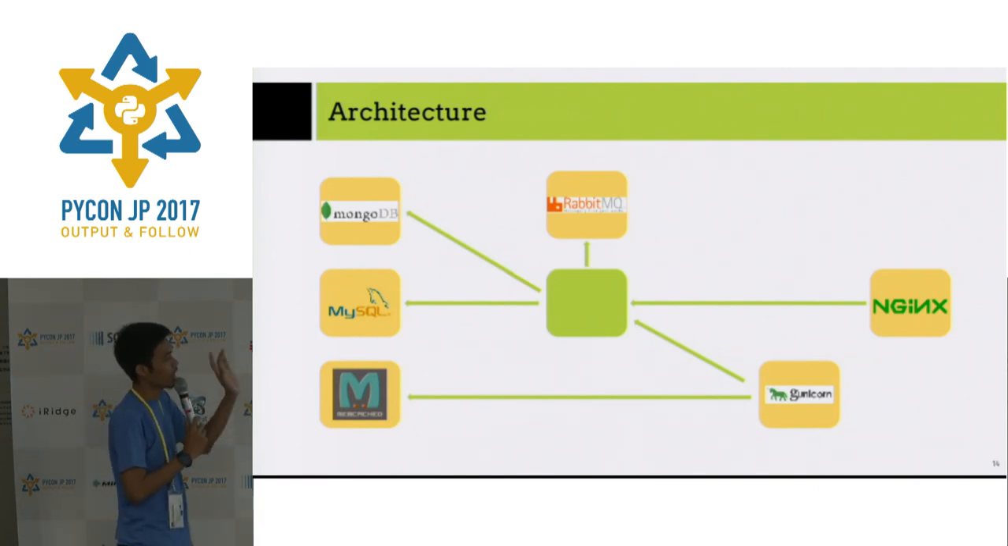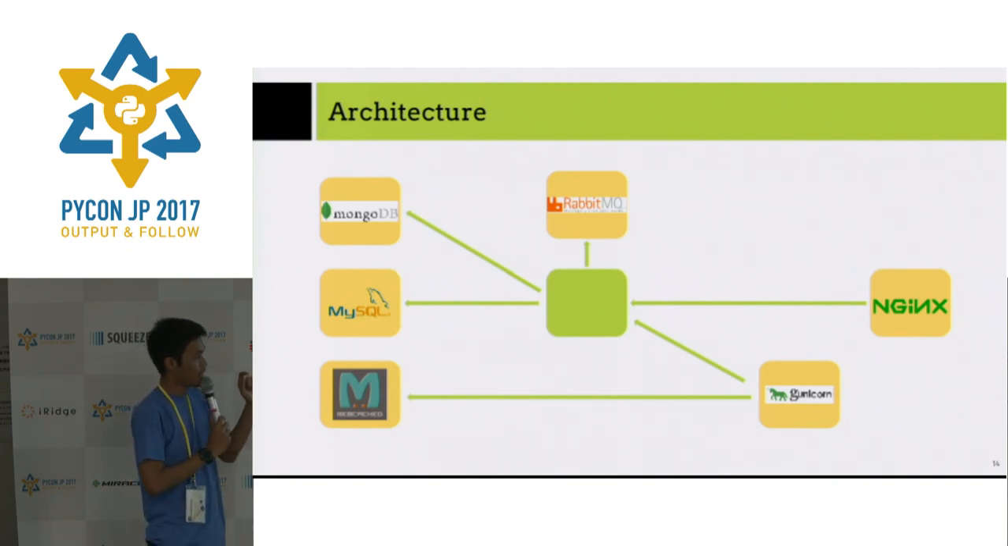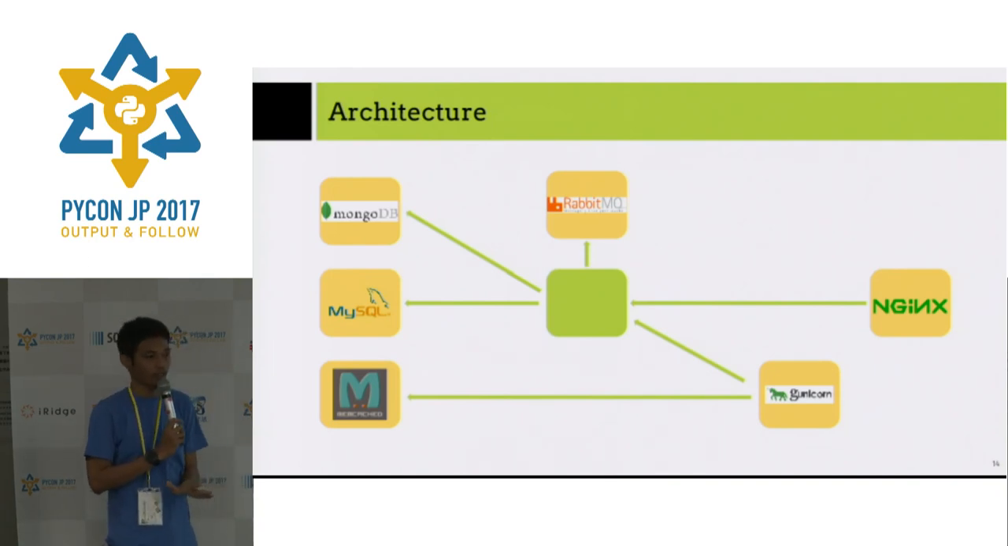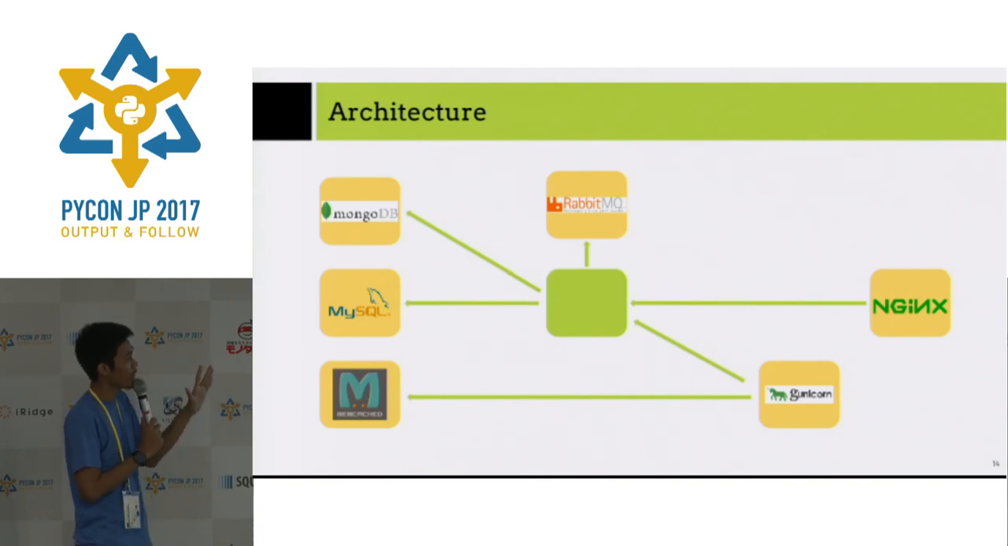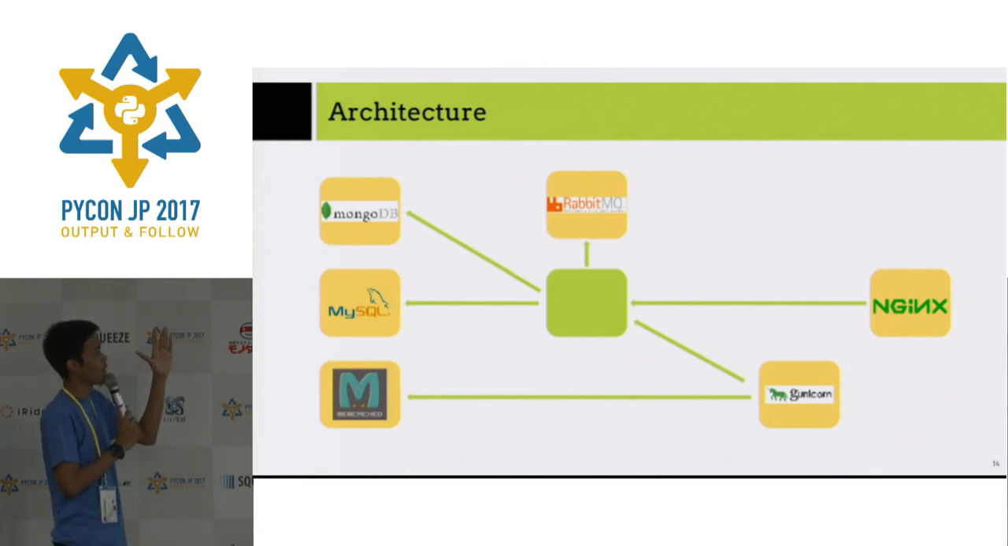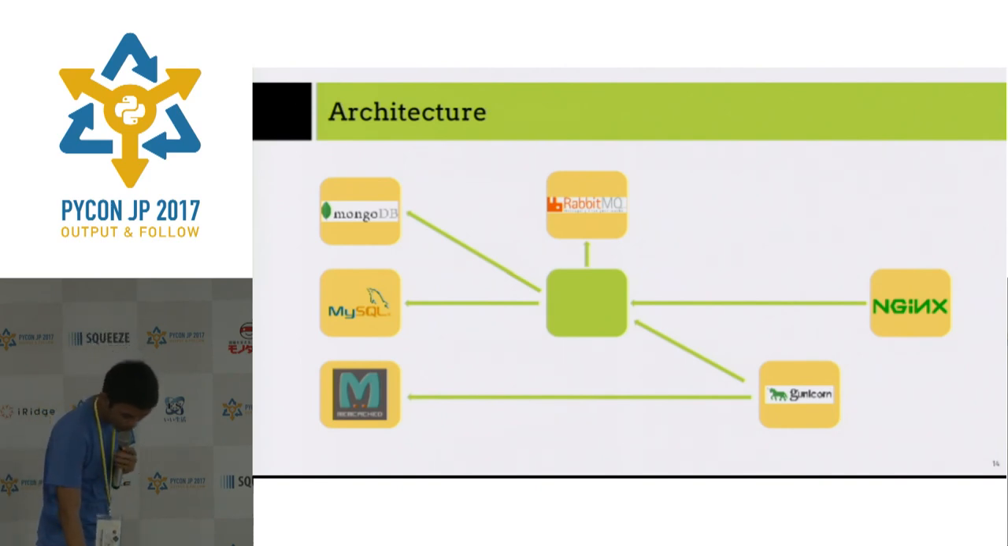There is Nginx for the front layer, and there is Unicorn. The center one is our application, which is the learning management system and our content management system. And there is also RabbitMQ. We also have MongoDB, MySQL, and Memcache.